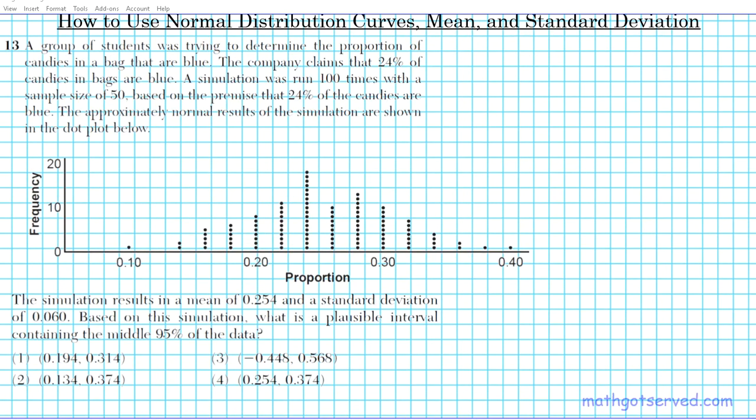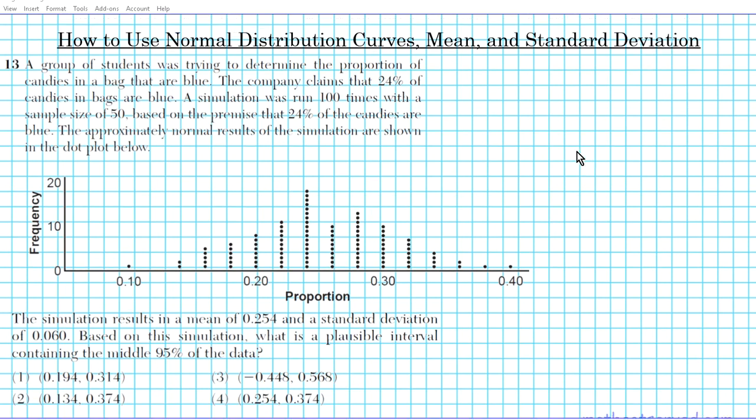Alright, let's take a look at question 13. In question 13, we are going to be assessed on how to use the normal distribution curves, the mean, and standard deviation to determine what interval a particular percentage of a population falls in.